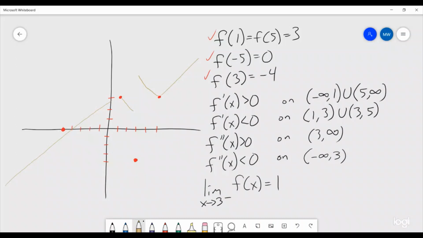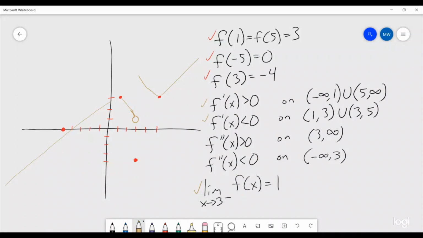Let's see, we got f double prime is positive. Actually, let's jump down to this limit one first. This one says the limit as x approaches 3 from the left goes to 1. So that means it's going to be getting close to this point right here. So it's going to have to connect up like that somehow. So we've gotten this taken care of, and we tentatively have those two taken care of.